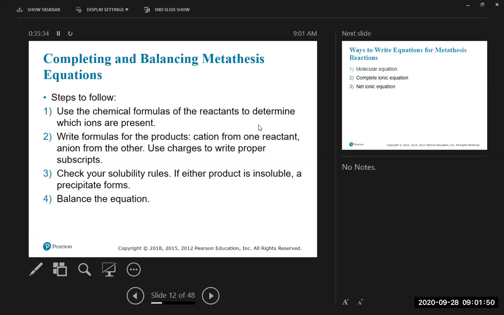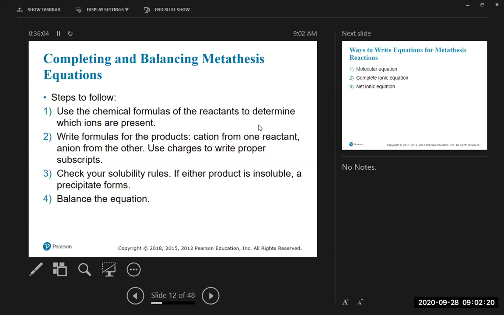Then we want to look at our solubility rules. That's that table that we keep referring to. We're going to look at those rules and see if either product is insoluble. If the product's insoluble, then that would tell us that we have a precipitation that's occurred. And then we want to indicate that. We indicate that once again by that little (s) in parentheses next to it. And then finally, after we do all that, then we can balance the equation.